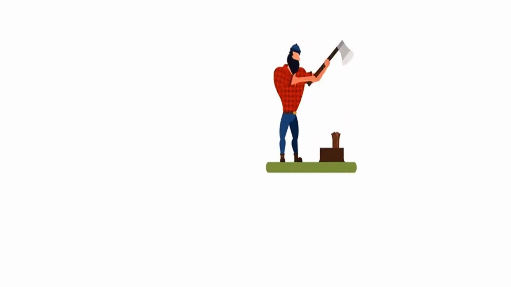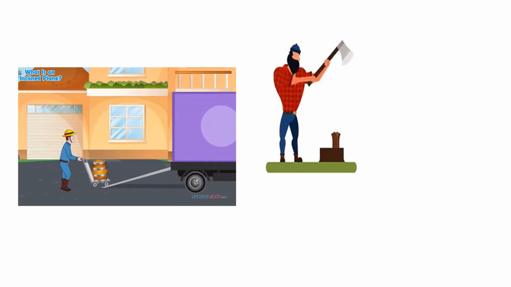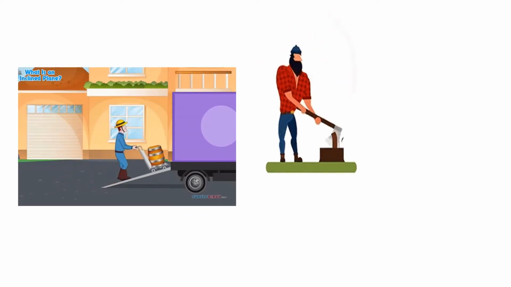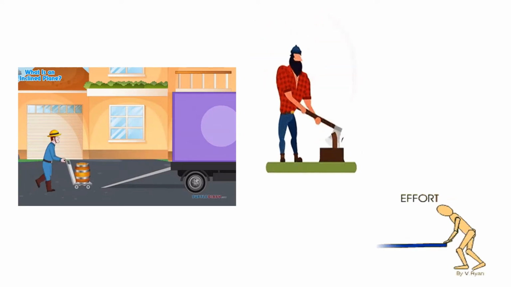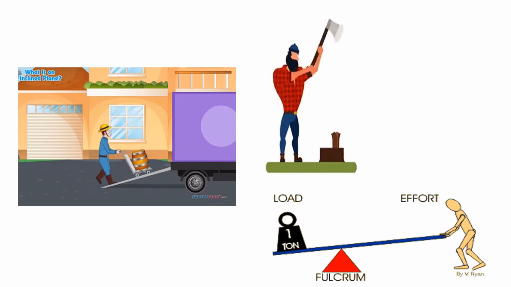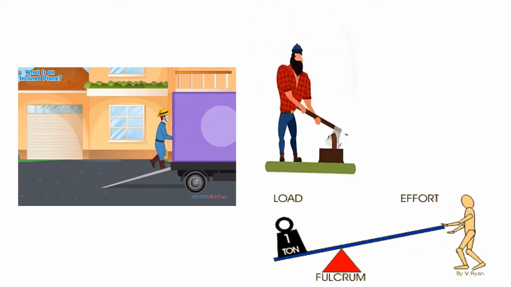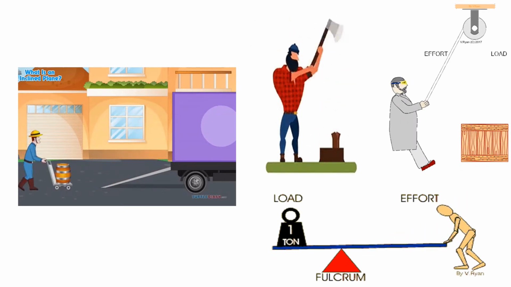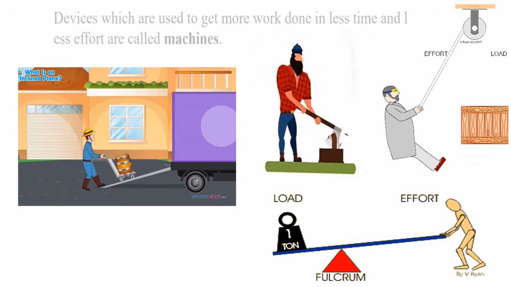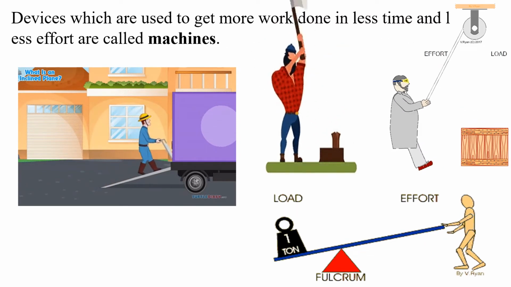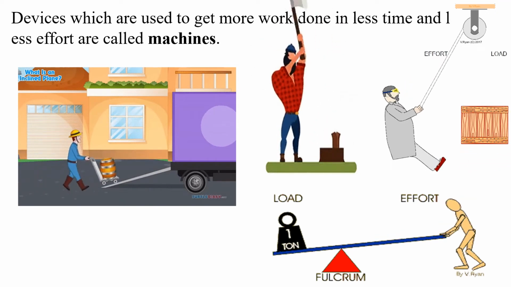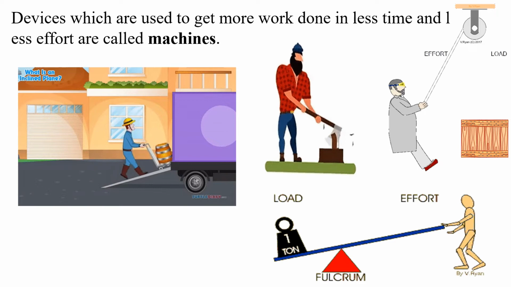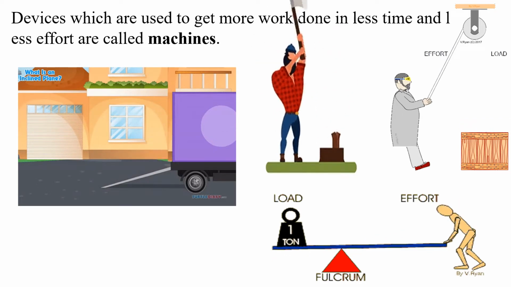Here, this man who is trying to cut the piece of log, or this man who is using a slope in order to push the barrel into the van, or if you're using such a structure in order to lift a heavy load, or a pulley, these all things, the devices here which are used to get more work done in less time and less effort, are called machines. Any device which makes your work easy.